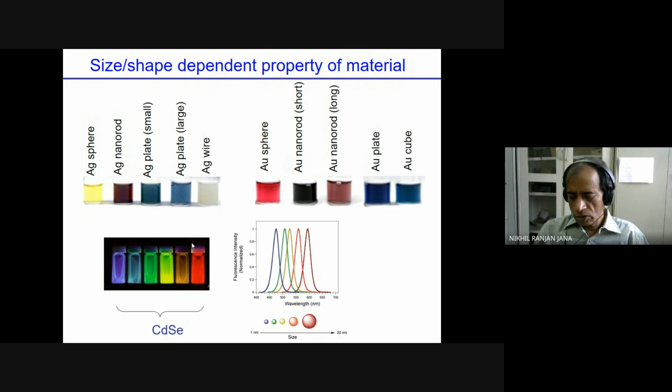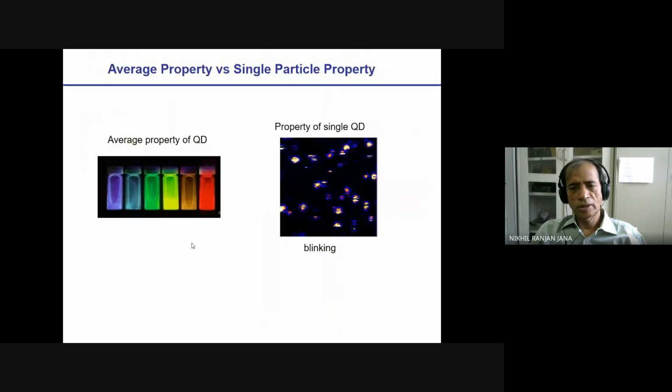This is not possible by conventional chemistry. If you want to make different colors of an organic compound, you have to make different molecules, different bonding structures. But here, same material, just by changing size or shape, you get these colors, these properties.